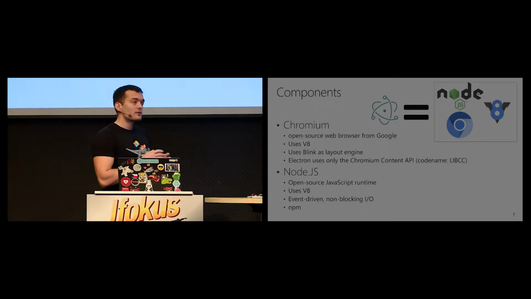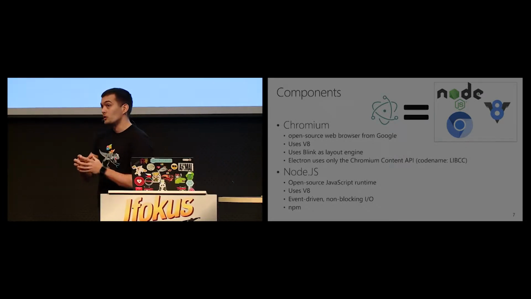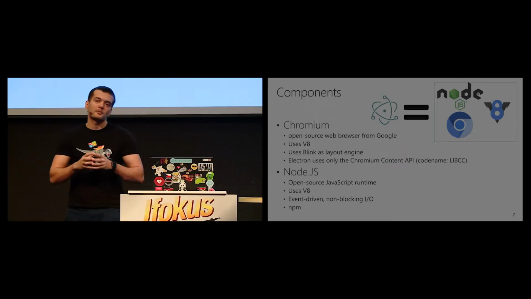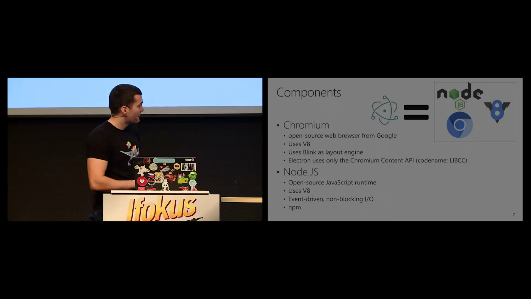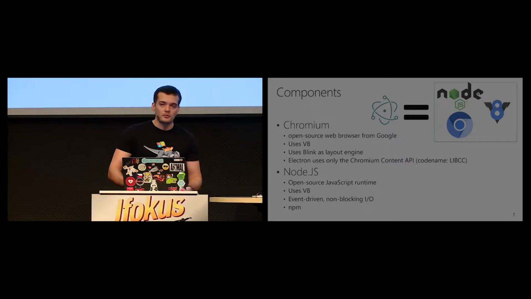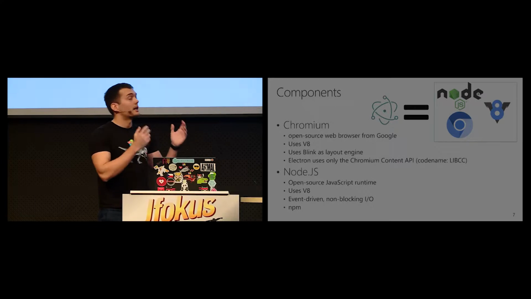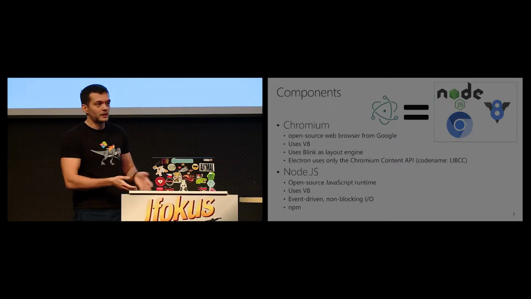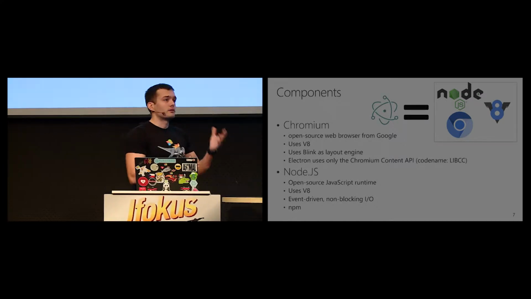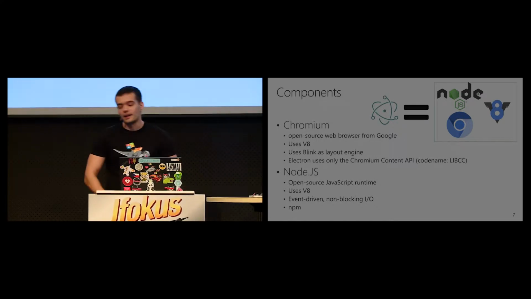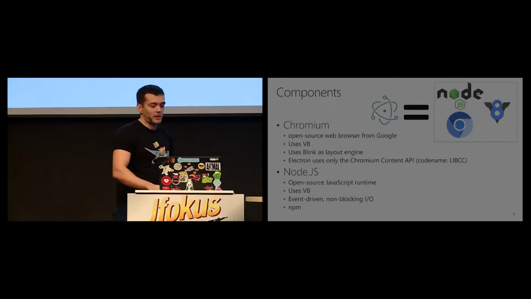But Electron only uses a subset of whole Chromium, which is called codename libcc. It comes from lib Chromium content, and it includes only the Chromium content API. Then there's Node.js. Everyone knows about Node.js, open source JavaScript framework and runtime, and it also uses V8 because you have JavaScript code that needs to be interpreted. And as everyone likes it, it's event-driven, non-blocking I/O, and you have the goodies of NPM, the package manager.